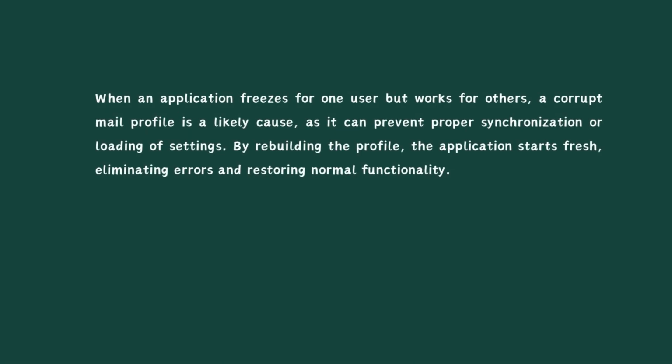When an application freezes for one user but works for others, a corrupt mail profile is a likely cause, as it can prevent proper synchronization or loading of settings. By rebuilding the profile, the application starts fresh, eliminating errors and restoring normal functionality.